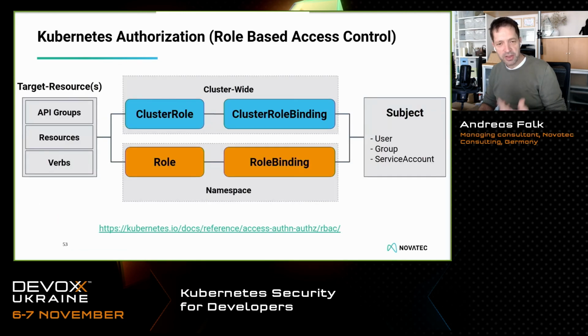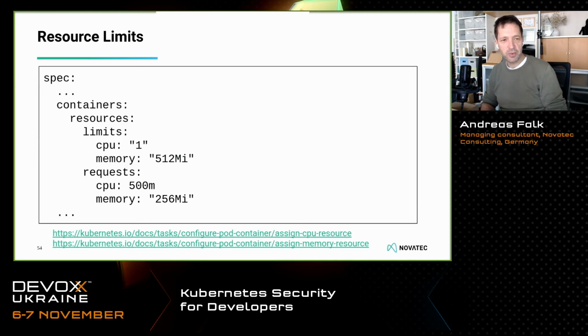So that was the authorization part. Then when it comes to resource limits, that's the same as you would set for Docker. You can just set CPU limits and memory limits. You can put hard limits, so the limits that cannot be overcommitted. So if you want to use more than one CPU, then your container would be killed. And with requests, these are the resources that you need at least for starting your application, for normal operation of your application.